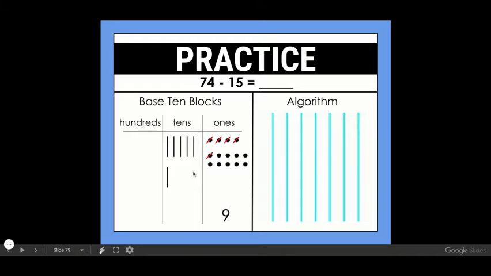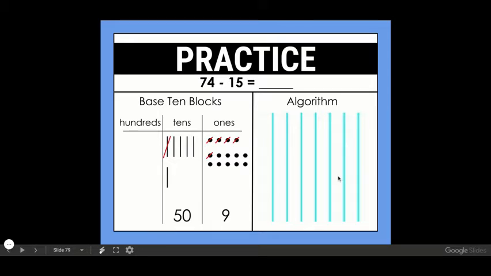Now let's go to the tens. How many tens do I need to take away? I need to take away 1 ten. Now how many tens do I have left? 1, 2, 3, 4, 5. 5 tens, which has the value of 50. So my difference, the answer I got using base 10 blocks, is 59.